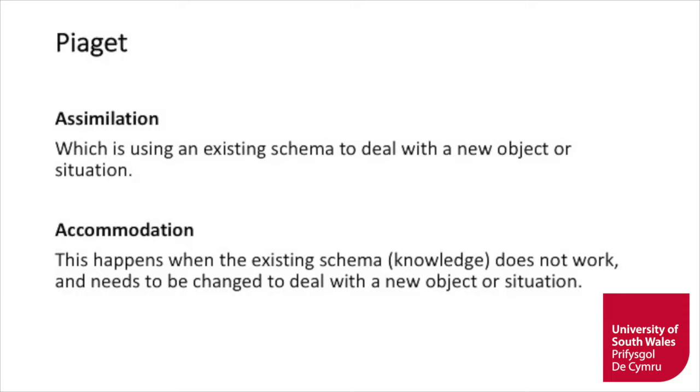Accommodation. This happens when existing schemas, knowledge, do not work and need to be changed to deal with a new objective or situation. So I think I chose quite a good example actually. If you think about badminton in terms of accommodation, I might think, I've played badminton, it's a racket sport, I understand it, and then I'm going to go play tennis.